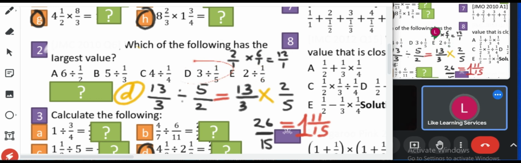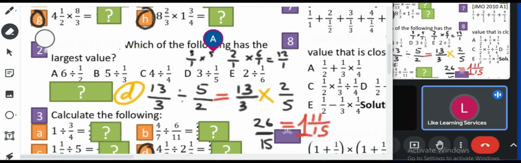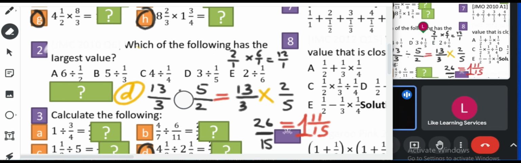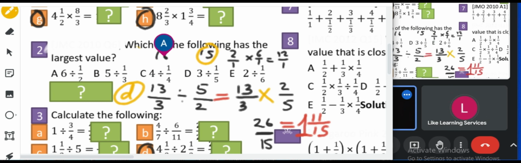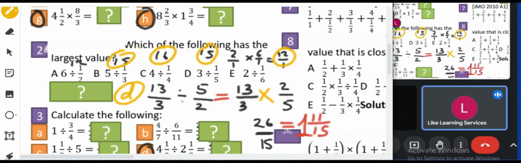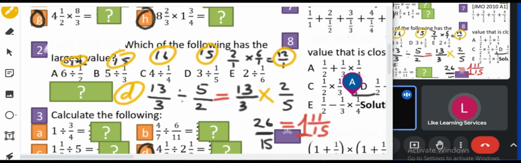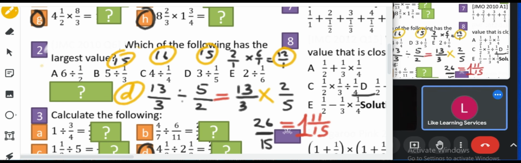D is what? The same principle we give. D will be what? Don't even bother to do it. You can say the answer based on what you just did now. Oh, that's easy, never mind. This is 15. So E is 12. This is 16. This is 15. This is 12. This is 16. This is 15. This is 12. So which one is the highest? C. So the correct answer is C.